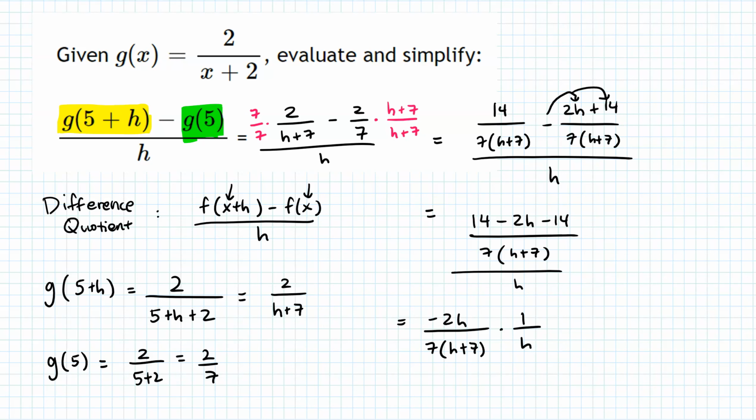And what's going to happen is this h and this h will divide out, and the thing that we will be left with will be negative 2 over 7 times h plus 7. And that will be our final answer.